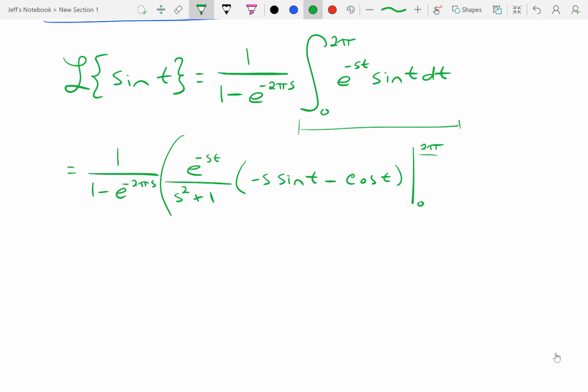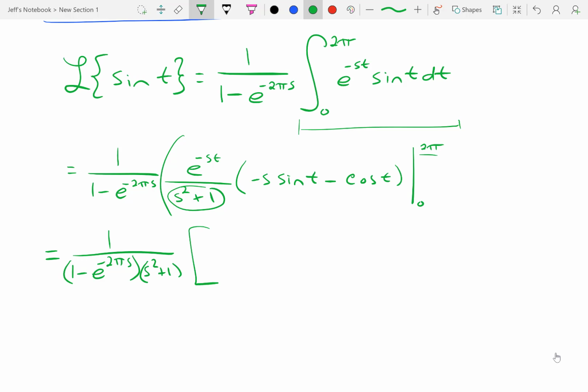all evaluated from 0 up to 2 pi. So we need to evaluate this from 0 up to 2 pi, and because the variable here is t, the s squared plus 1 is a constant. So I'm going to bring that out. So this will be 1 minus e to the negative 2 pi s times s squared plus 1. Those don't have t's in them. So then I'm evaluating the e to the negative st times the negative s sine of t minus cosine of t.